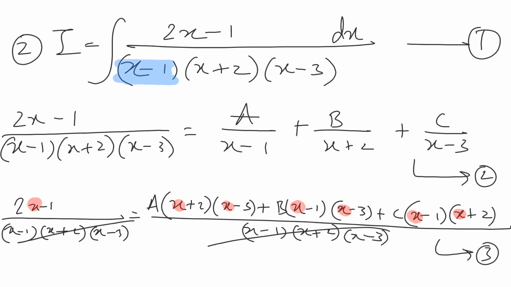Okay. Now equate the second factor to 0. Equate x plus 2 equal to 0. If we equate x plus 2 equal to 0, what is the value of x that we'll get? I think it's minus 2. Okay. Yeah, correct. So now we have to put this x as minus 2 in equation number 3.